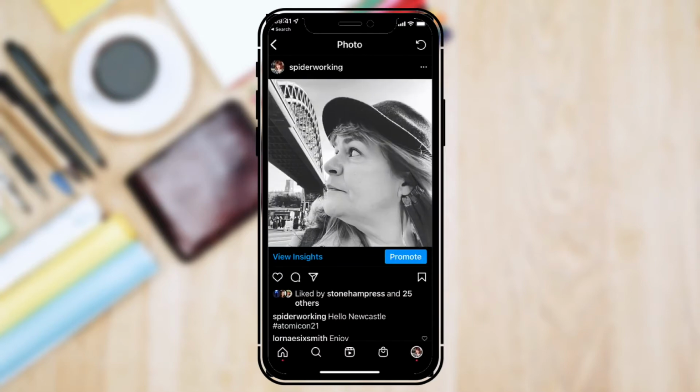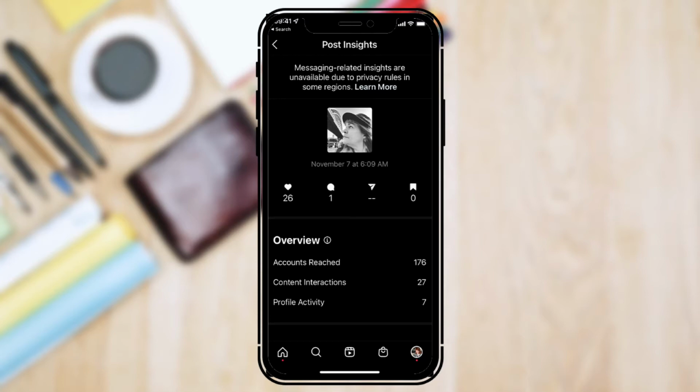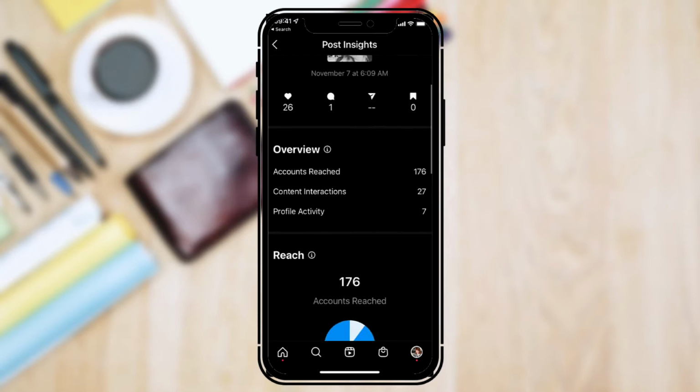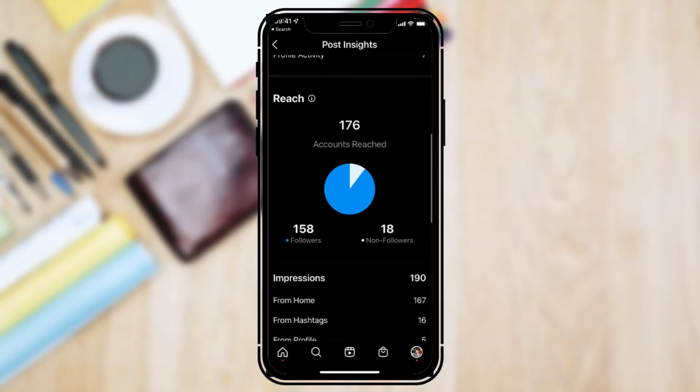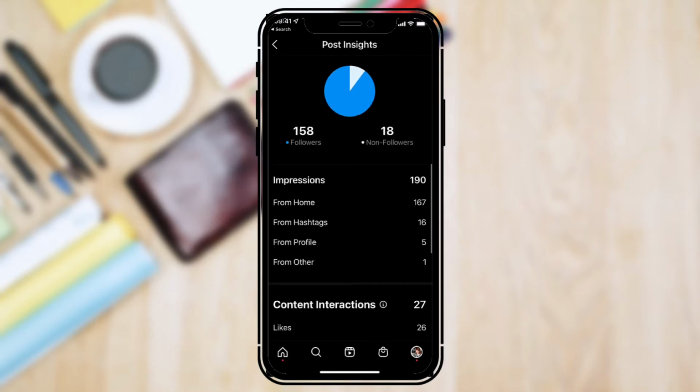So if I click into my most recent post and click view insights, firstly, we get the usual information that we can see. If I scroll down, there it is, the pie chart again, where I can see the percentage of followers I reached versus the number of non-followers. So in this case, 18 non-followers and 158 followers. And it will also tell me where those impressions came from. So from the home feed, from hashtags, so we can see it's definitely worth me using hashtags because I picked up 16 views from that, from profile and from other.